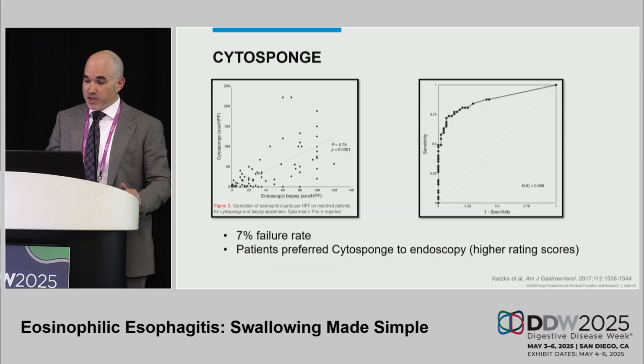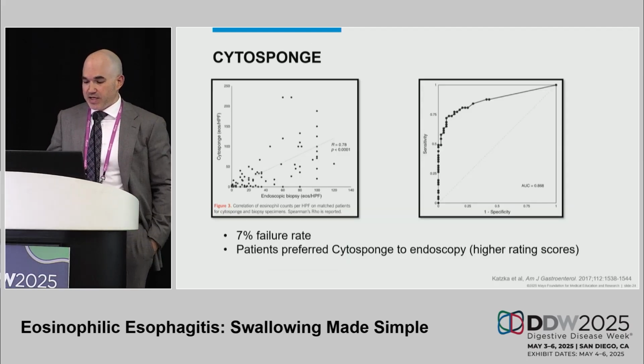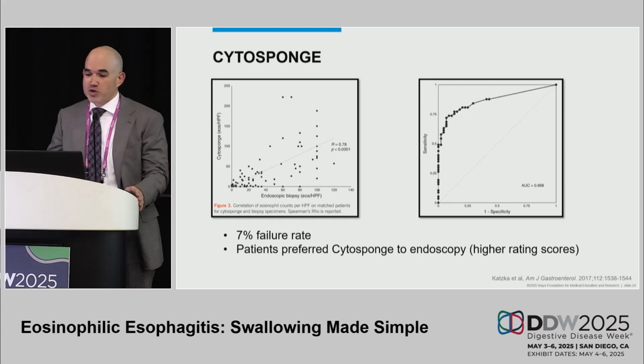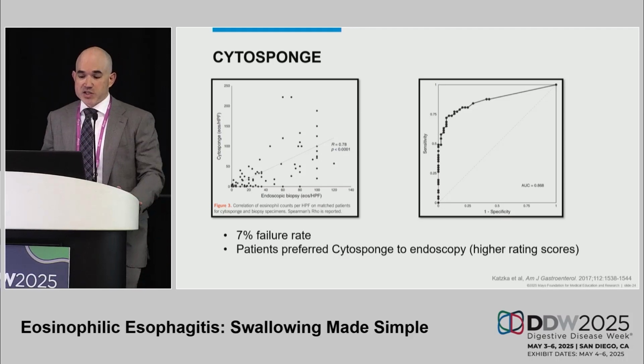The initial feasibility study, a prospective study that Dave Katzka and others did, showed that the test was very safe. 7% failed, but for the most part everyone was able to do it. There were not any major adverse effects of the test, very well tolerated. It did very well in diagnostic accuracy, with an area under the curve of 0.87, and patients preferred it to endoscopy, with very favorable scores. So I think for initial diagnosis, this was promising.